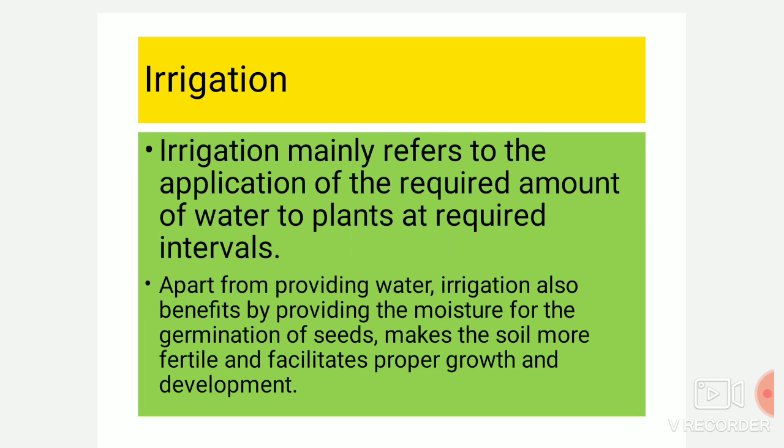Apart from providing water, irrigation also benefits by providing moisture for the germination of seed, makes the soil more fertile, and facilitates proper growth and development.